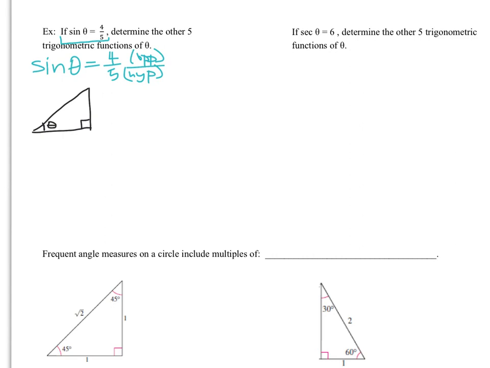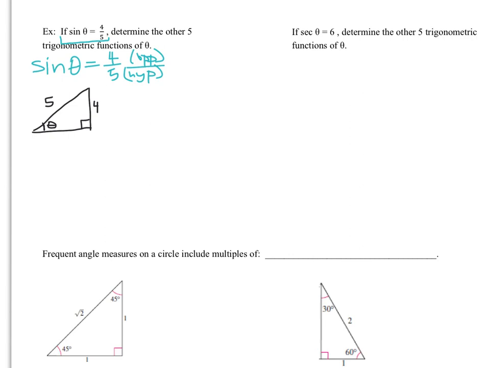Now, if the sine ratio is 4/5, what that tells us is that the opposite side length is 4 and the hypotenuse has a length of 5. So that's what we know from that very first part. We can draw a right triangle and label our side lengths. But it then says determine the other 5 trigonometric functions.